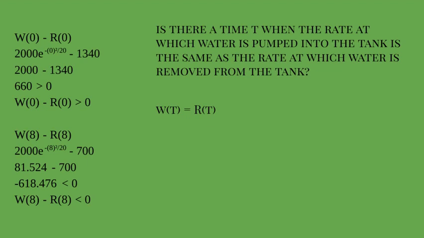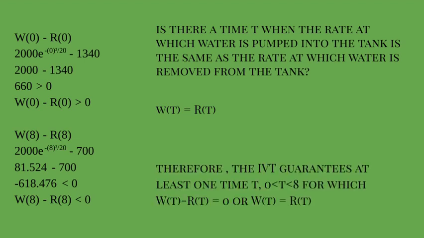So to finish off this question, you would say, therefore, the IVT guarantees at least one time t, 0 is less than t is less than 8, for which W(t) minus R(t) equals 0, or W(t) equals R(t).